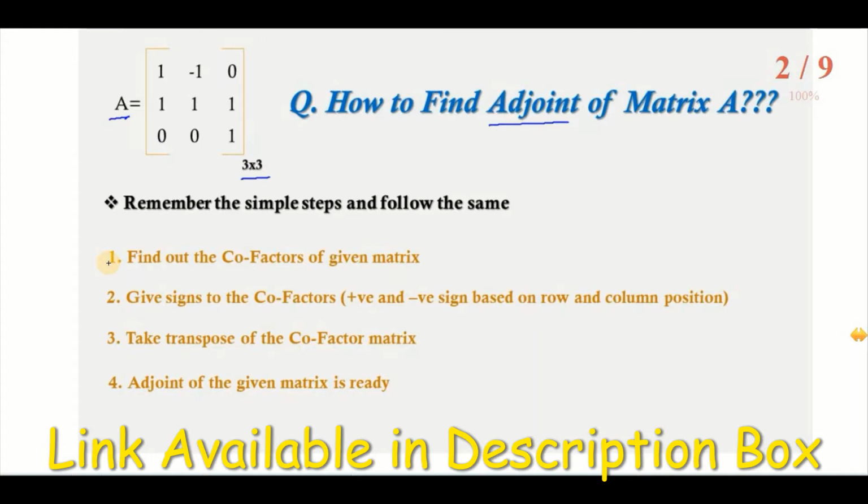First we have to find out the cofactors of the given matrix A. Then we have to give the signs for these cofactors based on the row and column position, and after that we have to take the transpose, and then we'll get the adjoint of that given matrix. So we are going to see these simple steps, and based on these steps we are going to find out the adjoint of this matrix A.